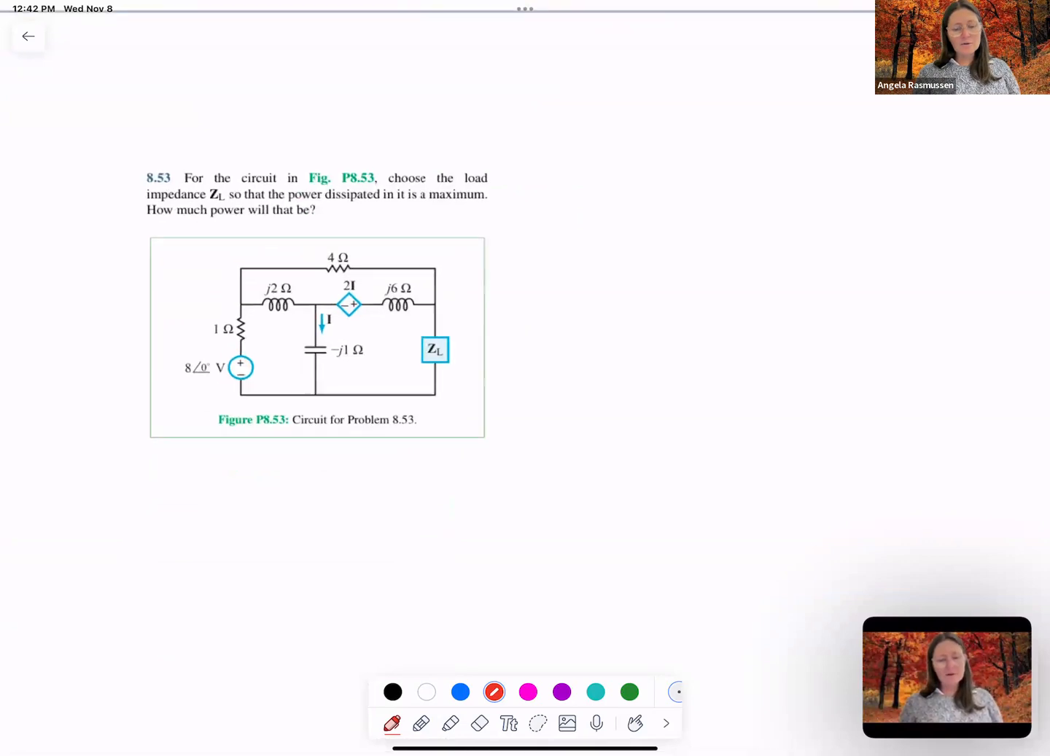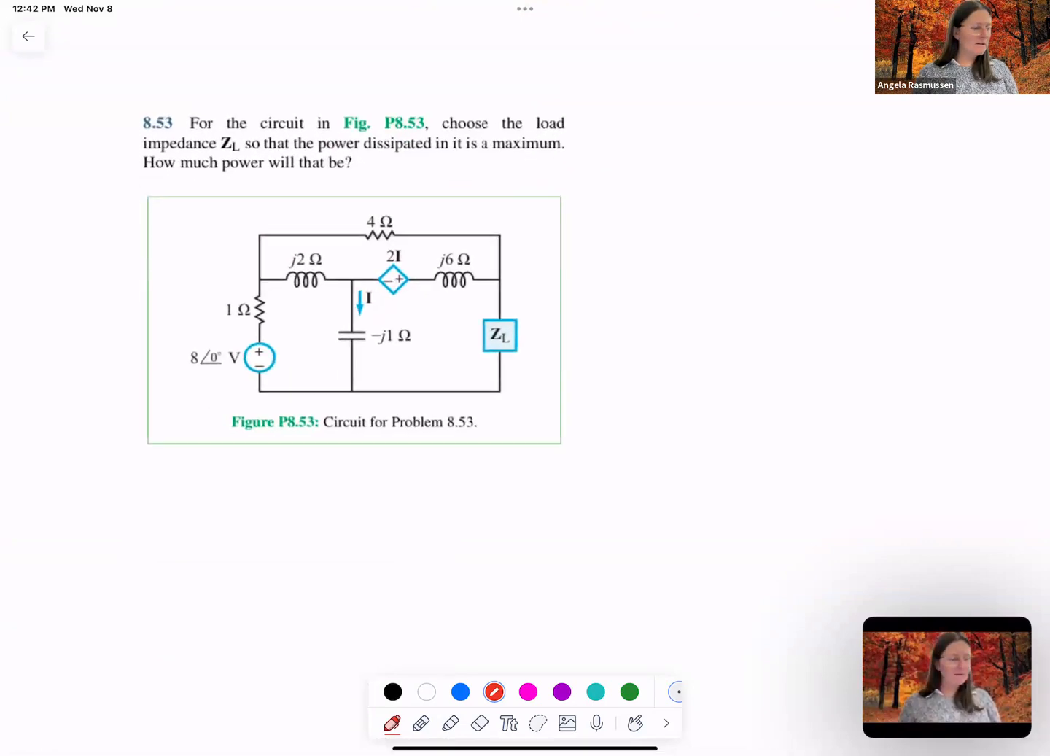All right, so here is a problem. It says to choose the load impedance. And so to do this, we have to first find the complex Thevenin equivalent of it.